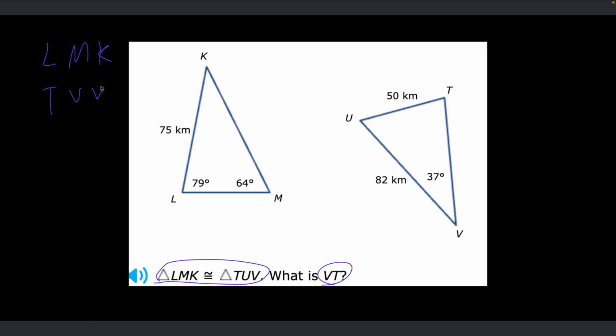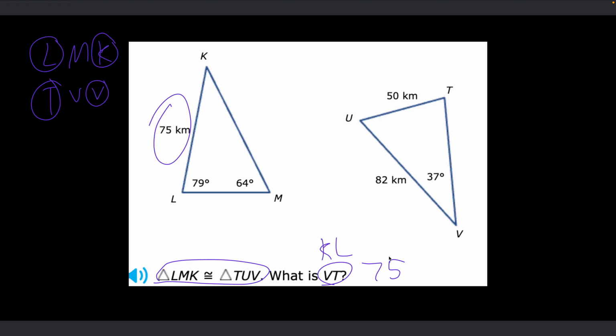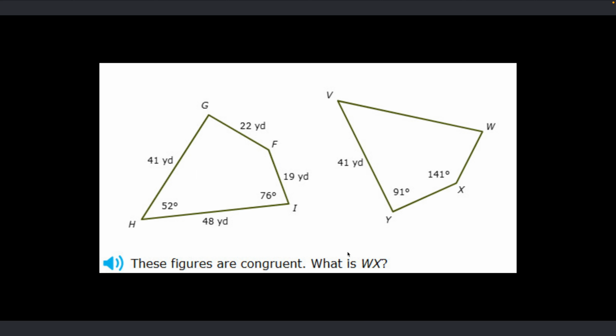So VT is the last letter, first letter. That matches with the last letter, the first letter, so that's KL. VT matches, or is congruent to, KL. Well, I know what KL is. KL is 75, and so VT must also be 75. Final answer. So when they give you the congruent statement, just match up your letters.